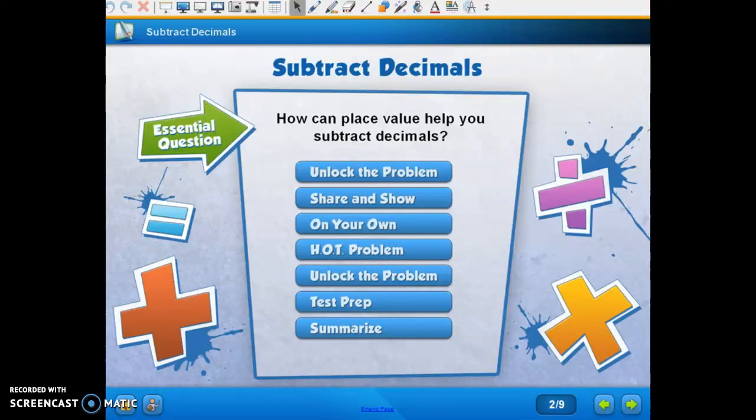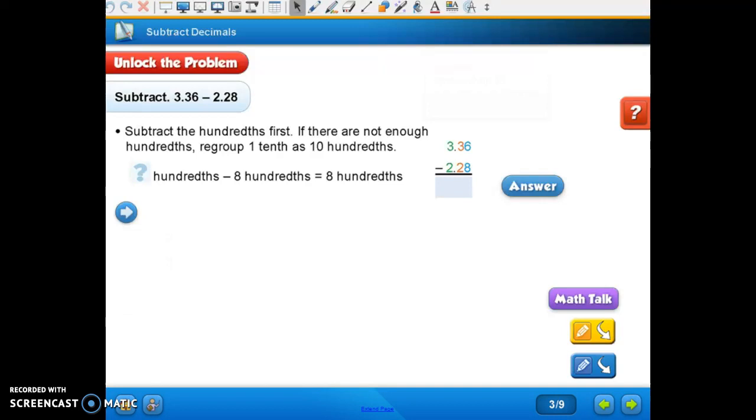Okay, today we are going to subtract decimals. And how can place value help you to subtract those decimals? So we're going to use place value. Again, an important thing to remember when we're working with decimals is that when we write our numbers one above the other, we put our decimal places one above the other. And if we have to fill in a 0 to the right of our decimal to make the number work for us, then that's okay.